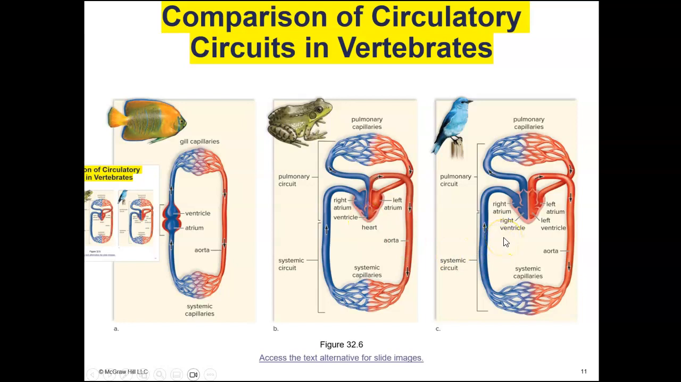But then when you get to birds and mammals, you have two ventricles. So there's a separation of oxygen-rich and oxygen-poor blood. And the reptiles are going to have a septum that either partially divides the ventricle or completely, as in the crocodiles and alligators, where the ventricle is completely divided by a septum.